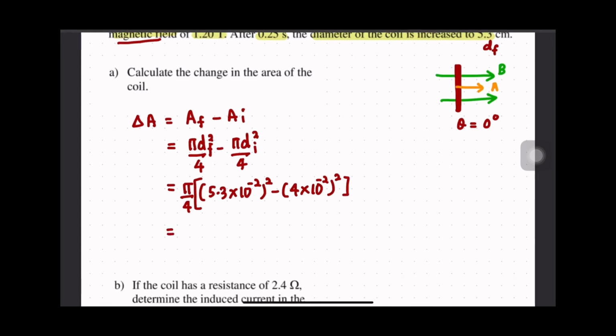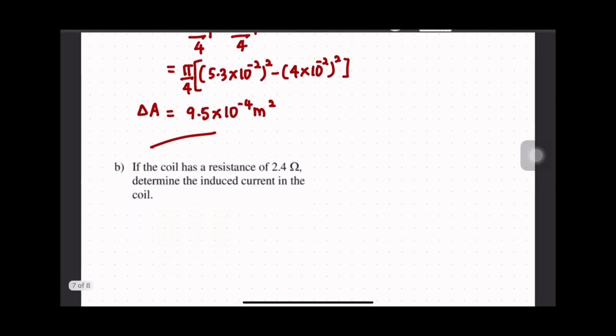Okay, so the value area yang kita dapat adalah 9.5 times 10 to the power of -4 meter square. Okay, this is change of area. Okay, next is determine the induced current in the coil, if the coil has resistance of 2.4.